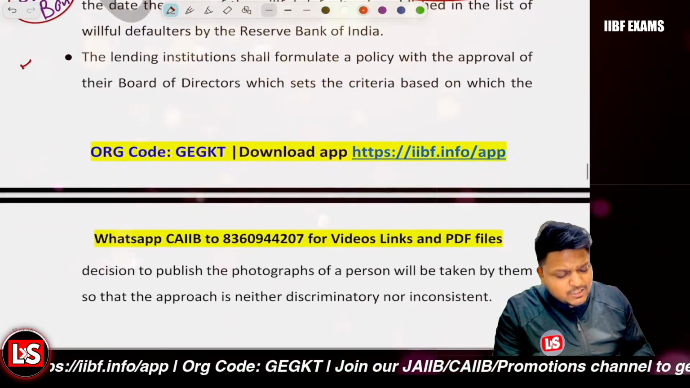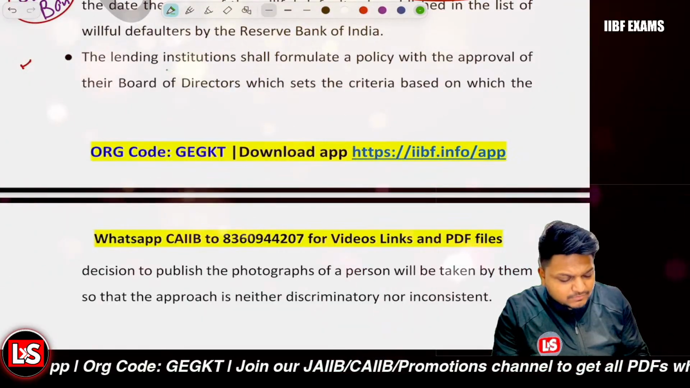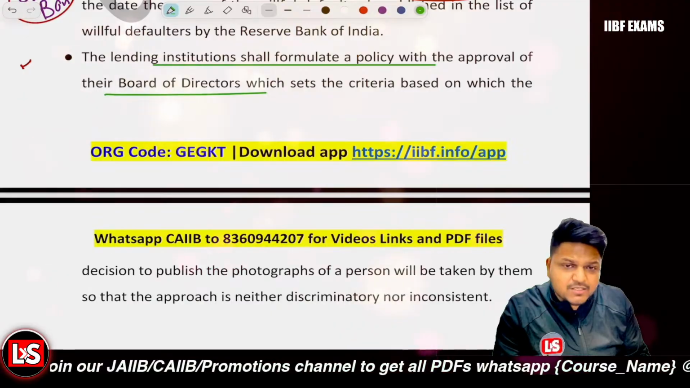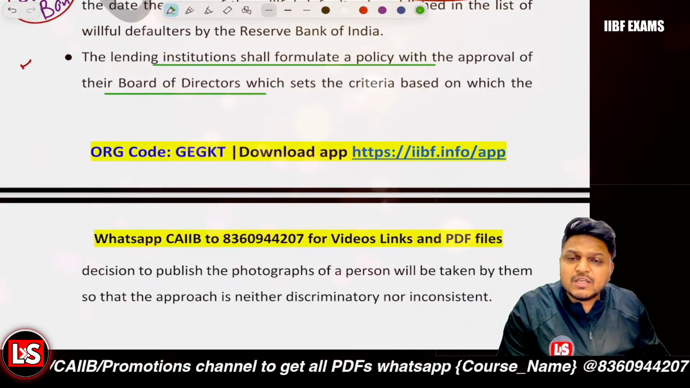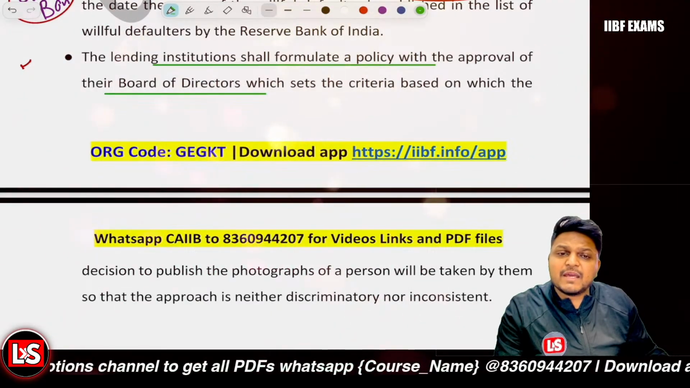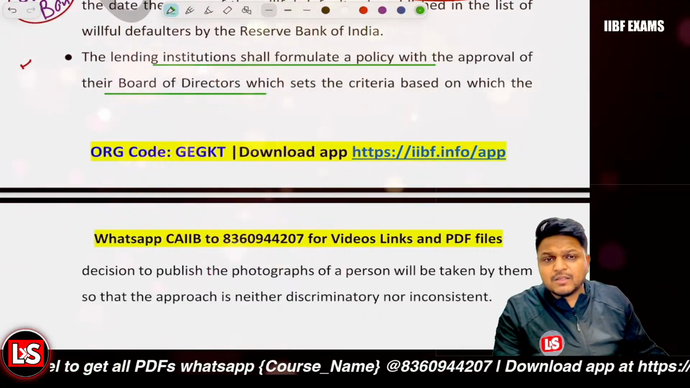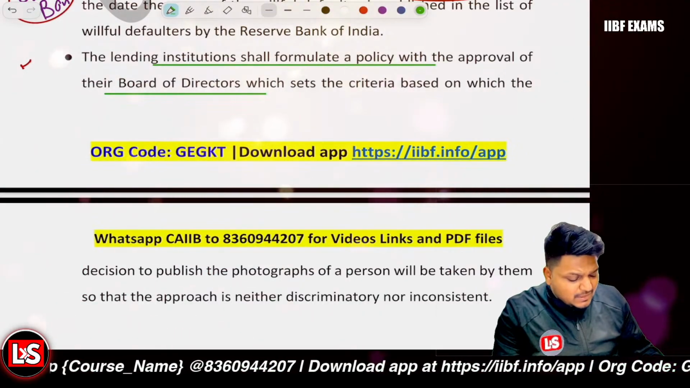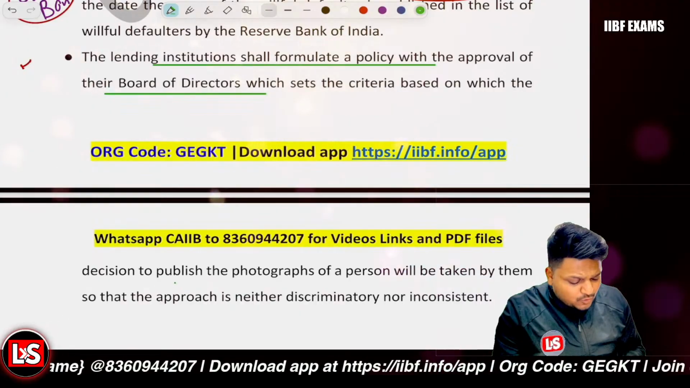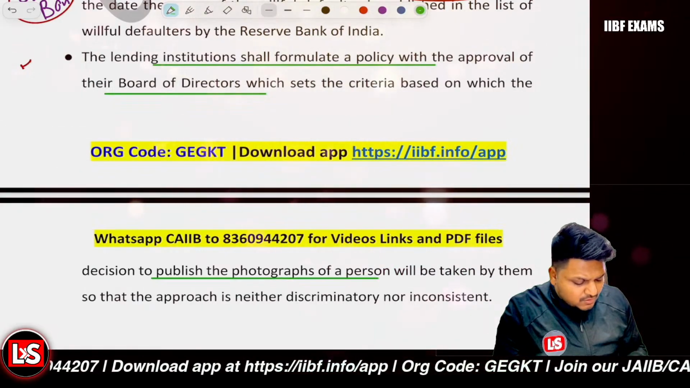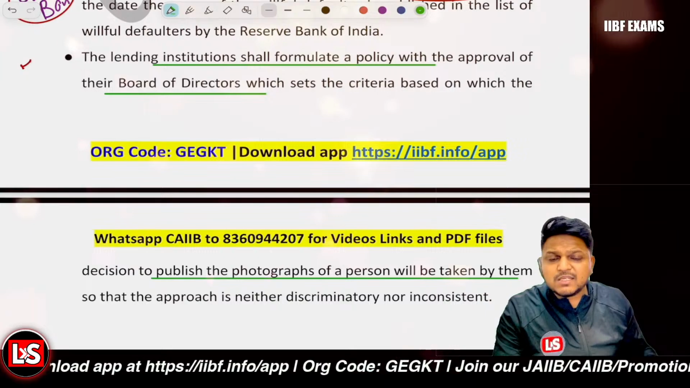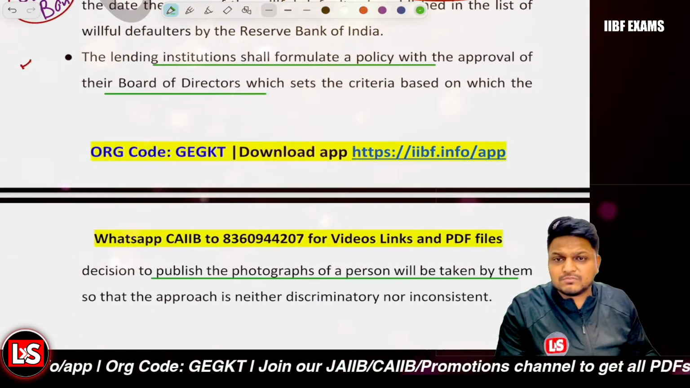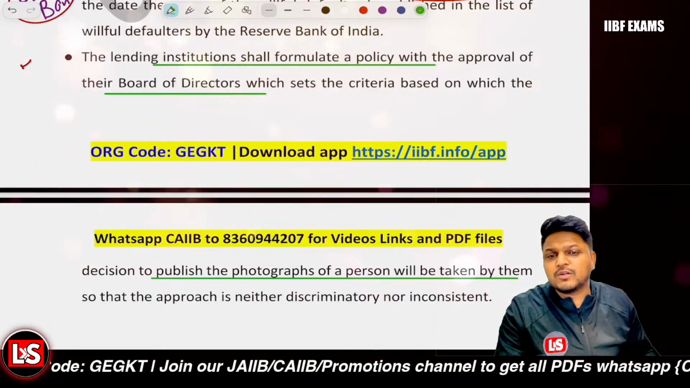Now, the lending institution can formulate a policy with the approval of the board of directors, for transparency purposes. What can they do? They can even publish the photographs of the defaulter persons on their website, or showcase them in their bank premises. But there should not be any discrimination, and it should be consistent for all the willful defaulters.